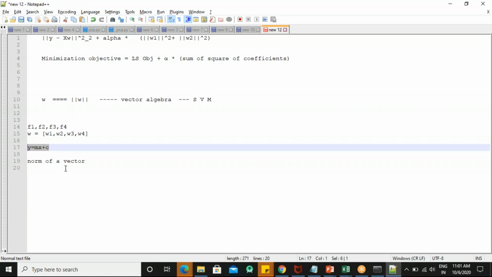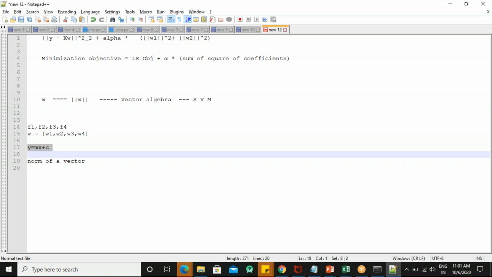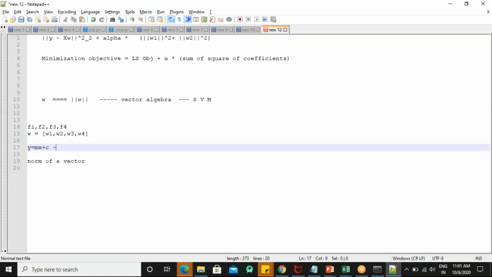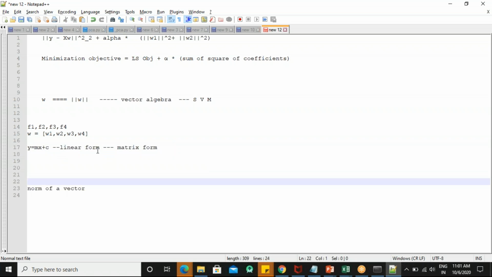This F1, X1, F2, X2 is not correct. W1, W2, W3, okay, correct. Yeah, perfect. So the point is, guys, these equations that you are pinging me are the linear form of an equation. Same equations can be converted into the matrix form.